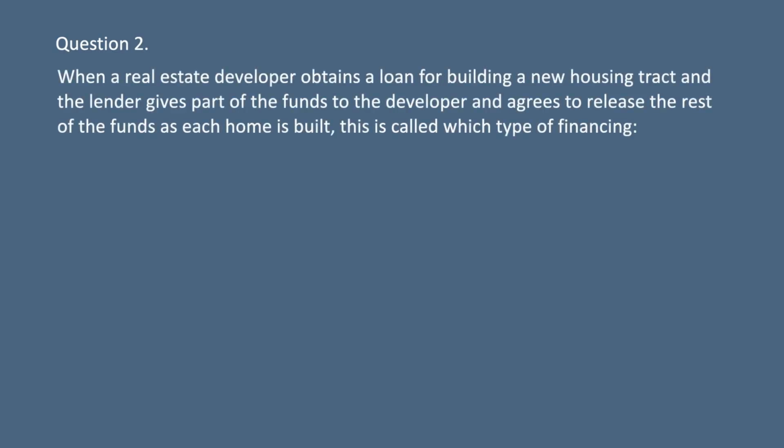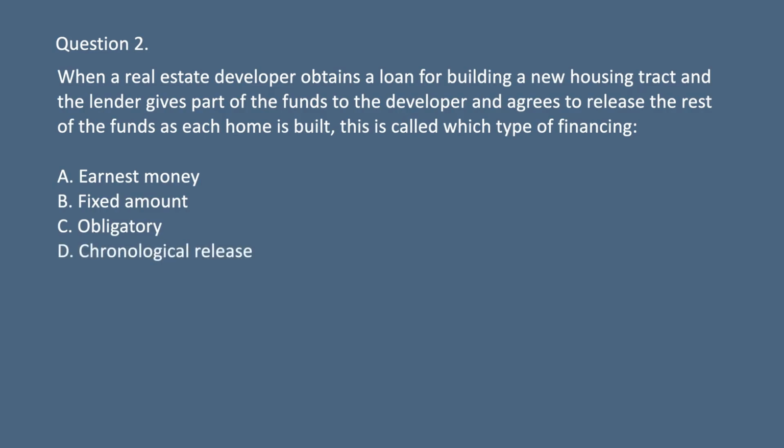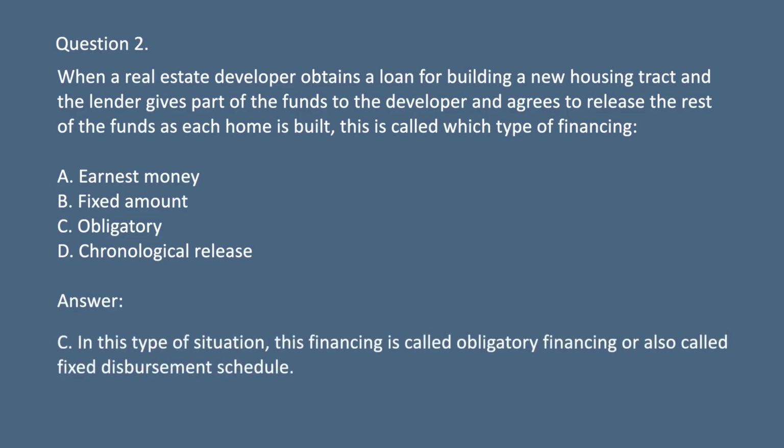Question 2. When a real estate developer obtains a loan for building a new housing tract and the lender gives part of the funds to the developer and agrees to release the rest of the funds as each home is built, this is called which type of financing? A. Earnest money. B. Fixed amount. C. Obligatory. D. Chronological release. Answer: C. In this type of situation, this financing is called obligatory financing, also called fixed disbursement schedule.